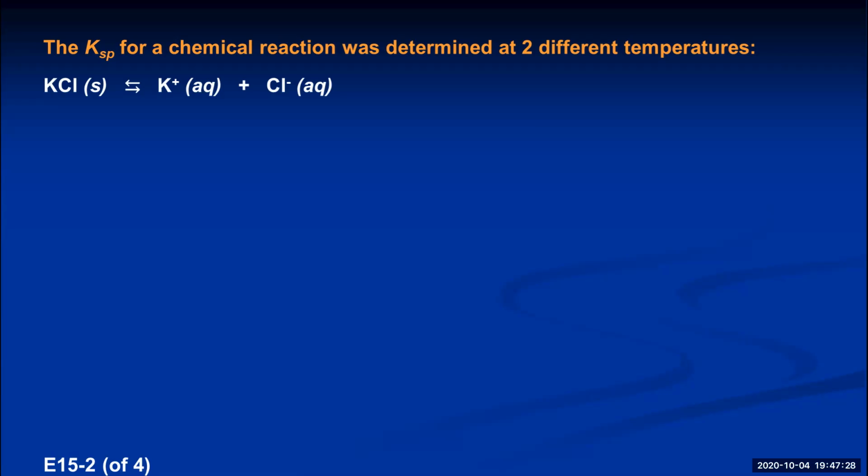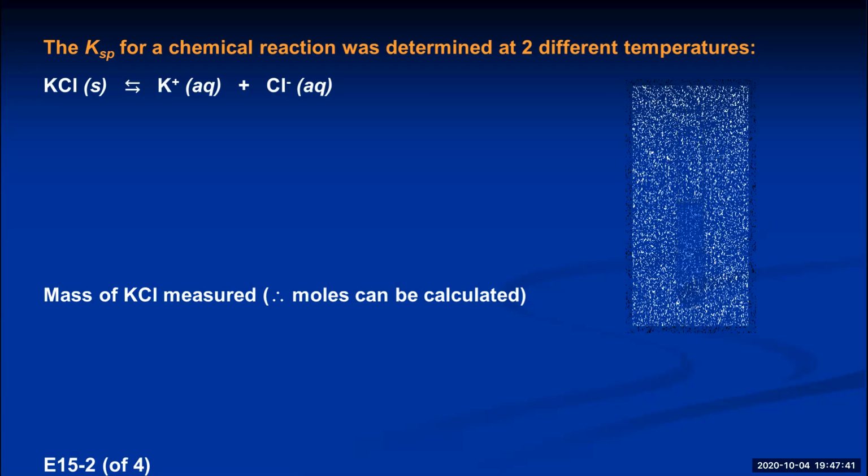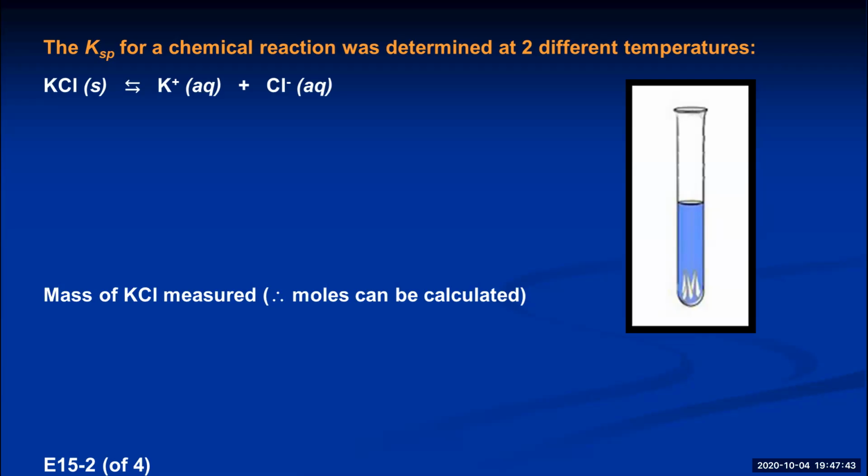If we take a mass of potassium chloride and dissolve it in as much water as we can, then if we have the measured mass of KCl, we can calculate how many moles of KCl there are. Now at room temperature water, the amount of water we're going to use is not going to allow all the potassium chloride to dissolve. So we're going to have a solution that looks like this.